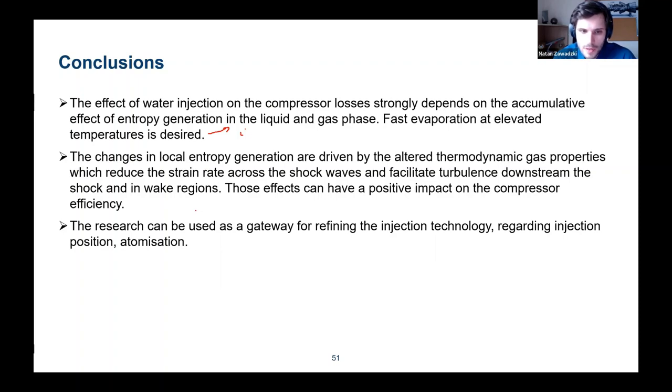And they increase. I didn't say that because, again, I'm running out of time. But they have some effect on the turbines as well, which in some cases is positive. So especially in the separation regions, if you have a more turbulent flow, the flow tends to detach at a later point. And the research is really a cornerstone for further research, hopefully, where we can look at things like how we can utilize the gained insight to refine the injection position, the atomization, etc.